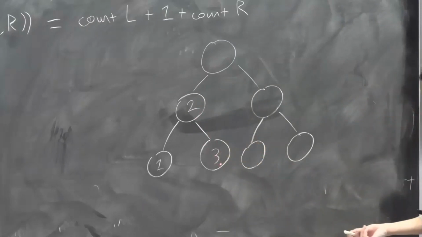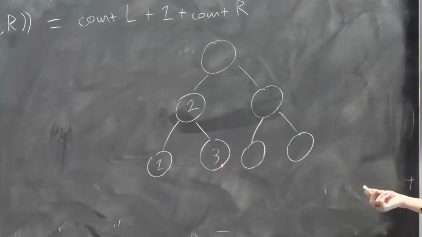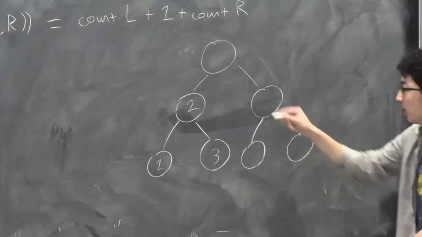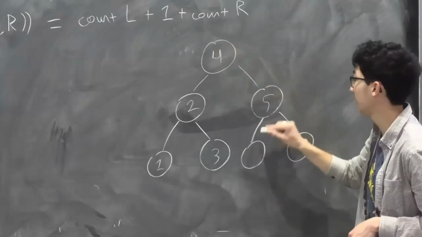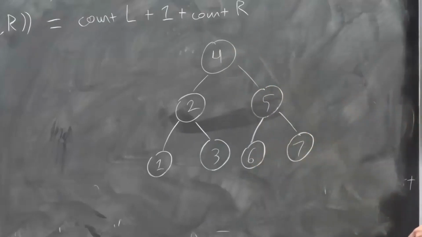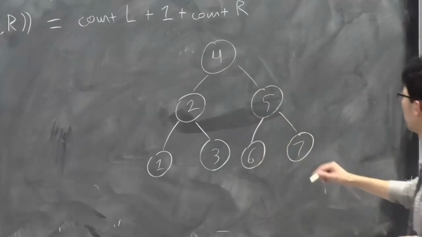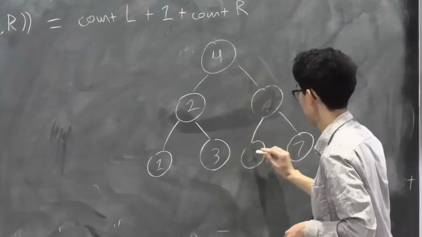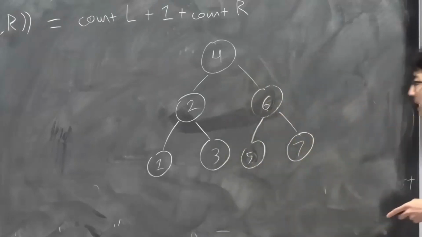And now I can't go left, right, or root. So now I go all the way up to here. So I get 4, and then 5, and then 6, and then 7. Yeah. Basically, it reads exactly the same as if you were trying to go left to right, right? 1, 2, 3, 4, 5, 6, 7. That's the idea behind in-order traversal.